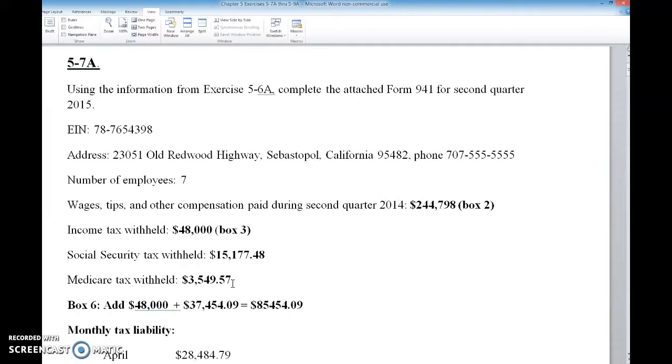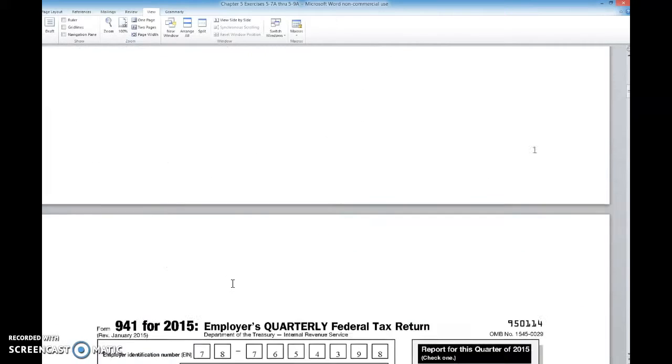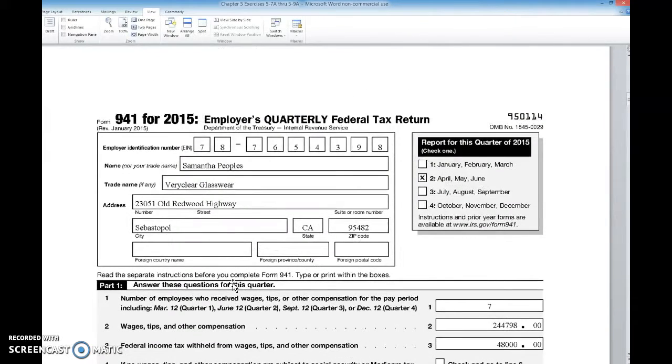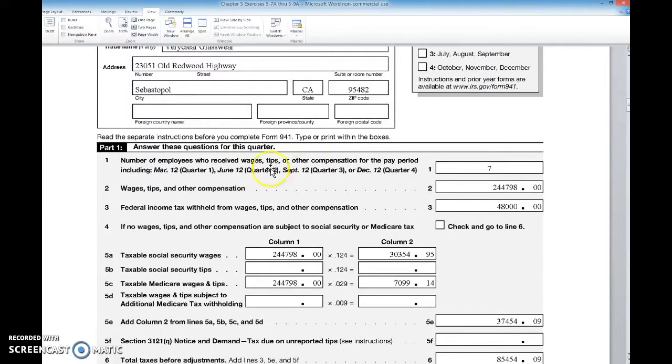So the first thing that we need to do, if you scroll down to form 941, is put in the employer's identification number, the name of the company, the trade name if any, along with the address. And then we also need to report what quarter we are going to be filling out in the boxes below. So in this example here, we are doing quarter number 2. So part 1, we're going to fill in the number of employees, which in this example here is 7.